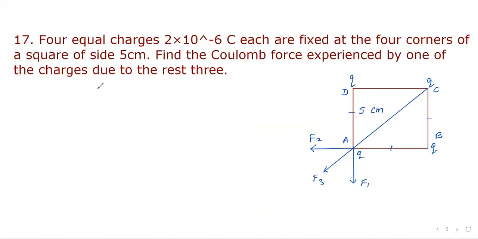Now, next question. Four equal charges, 2 × 10^-6 coulomb each, are fixed at the four corners of a square of side 5 centimeter. Find the coulomb force experienced by one of the charges due to the rest three. Here, let's find out the force on this charge due to these three charges at B, C, D. So all three charges are equal. So let's find out F1 and F2. Here F1 and F2 will be equal because this distance and this distance are same. So let's find out F1.